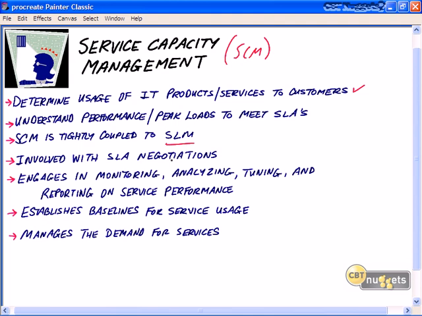This information is collected, recorded, and analyzed, and this is going to be used in that capacity plan that I mentioned earlier. It's also involved with the negotiation of the service level agreements. You'll also engage, as I mentioned, in these aspects: monitoring, analyzing, tuning, and reporting. You'll establish baselines for service usage, as well as manage the demand for these IT services.